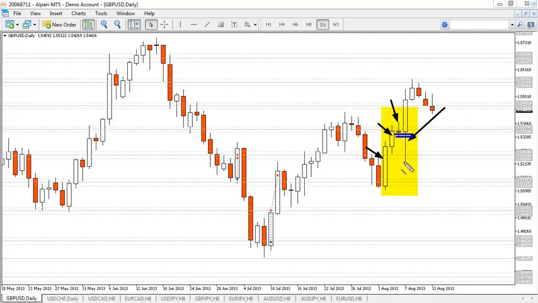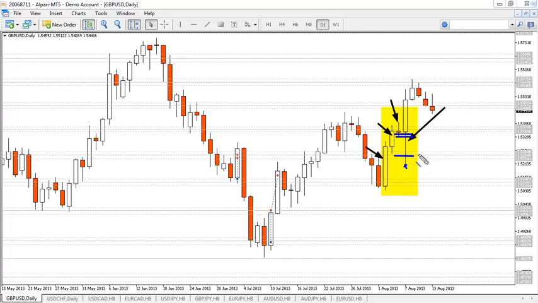My target was here, the next support area. And as you can see, the target was hit, and then it moved down a bit further. I'm pretty sure this reversed because of news. But as you can clearly see, I was able to hit my target quite convincingly with this trade.